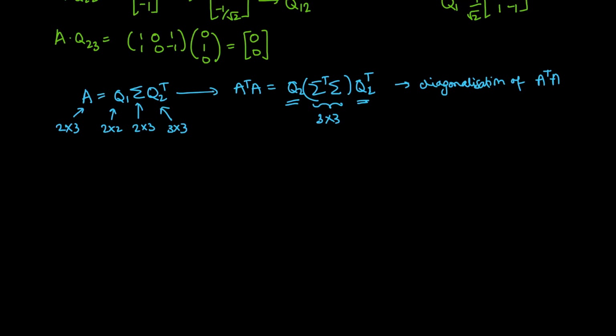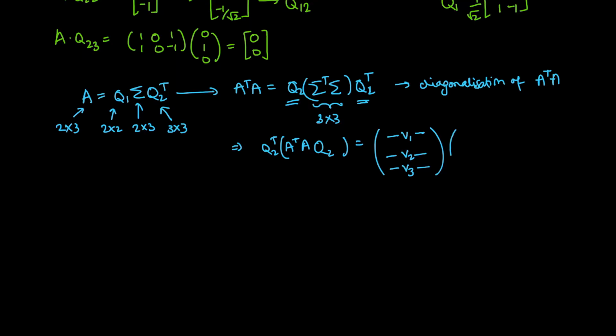If I multiply on the right by Q2 and on the left by Q2 transpose, I will get Q2 transpose A transpose A Q2, and that will be equal to sigma transpose sigma, right? Q2 transpose will be V1, V2, V3 expressed as rows, where the Vi's are the eigenvectors of A transpose A. This is how we defined Q2 to be.